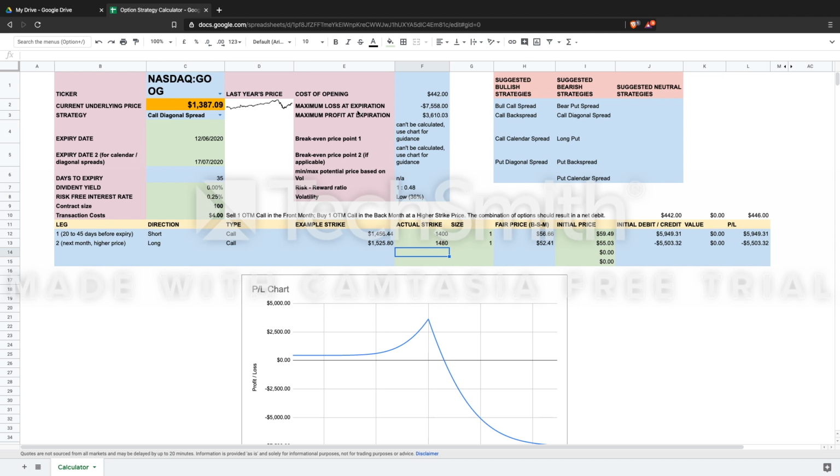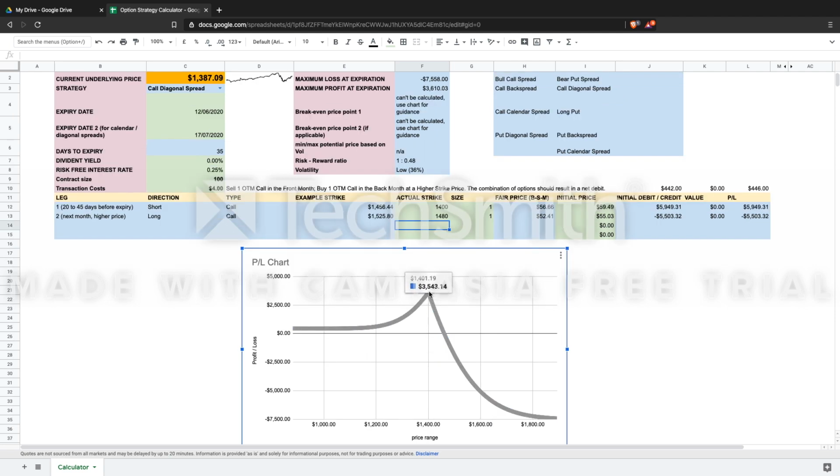The maximum loss at expiration, this is a bear strategy, so if the stock was to move up, then the maximum loss that we would incur would be $7,558. The maximum profit at expiration would be $3,610, which would be around here, that's around $1,400. If it went below this level, we would still make a profit, although it would be lower. But that's why it's a bear strategy.